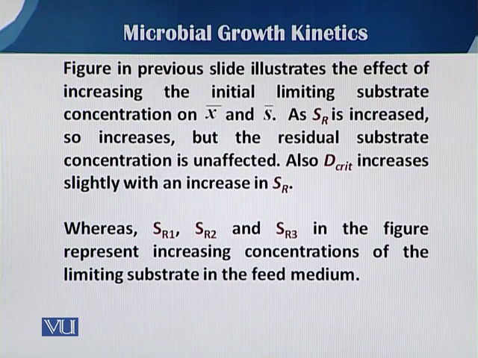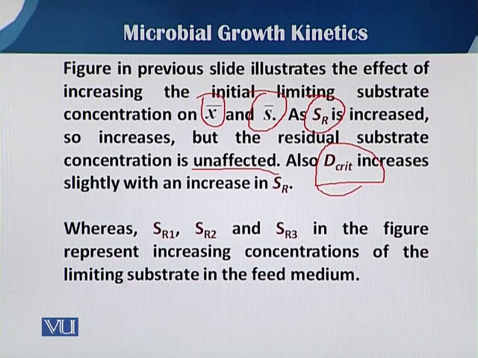So we can say the effect of increasing the initial substrate concentration on X bar and S bar, that is, biomass concentration and residual substrate concentration during steady state. As I have already told you, as SR is increased, the residual substrate concentration is unaffected. But the D critical increases slightly with an increase of the SR. As we have seen in the previous figure, there are three different mu max stages, but there is a minor change. SR1, SR2 and SR3 in the figure represent increasing concentration of the limiting substrate in the feed medium. So we have seen there is a minor change in the mu max conditions.